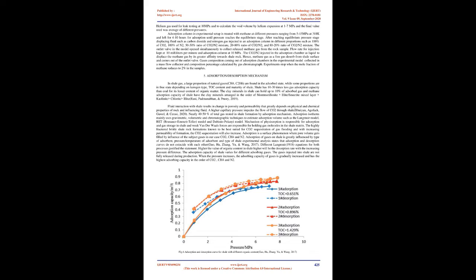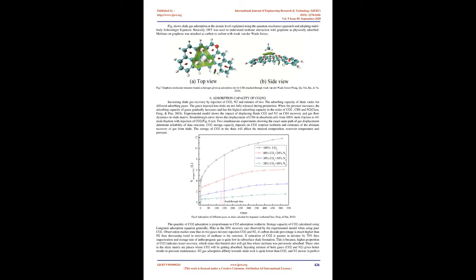to remove moisture and impurities. The measured amount of treated sample is placed in a sample chamber and vacuumed for 5 hours straight. Helium gas is used for leak testing at 10 MPa and to calculate the void volume by helium expansion at 1 to 7 MPa, and the final value used was the average of different pressures.